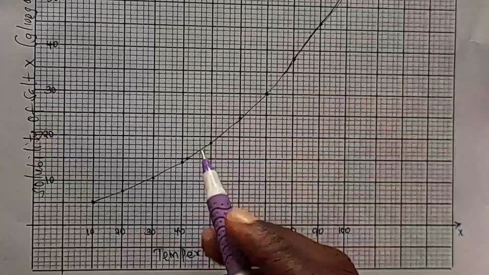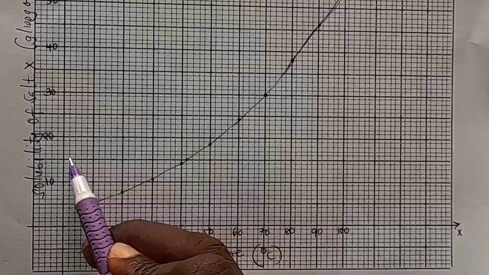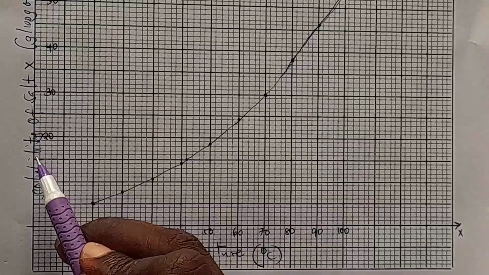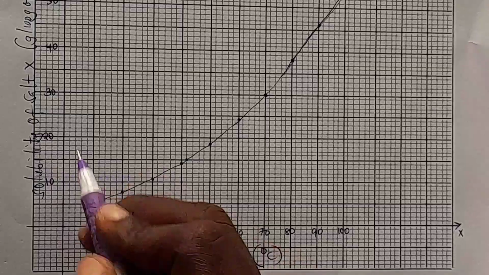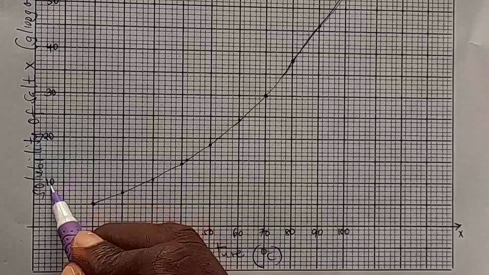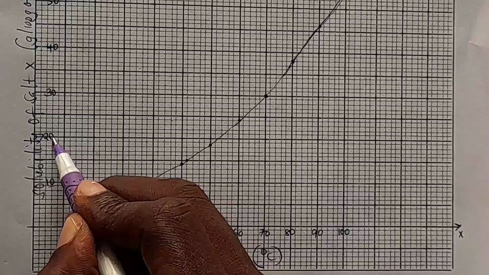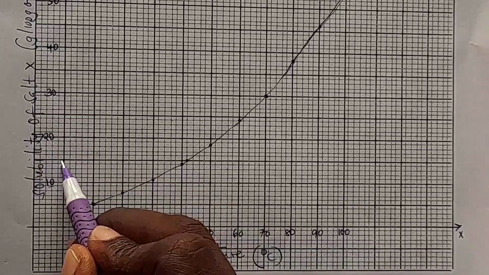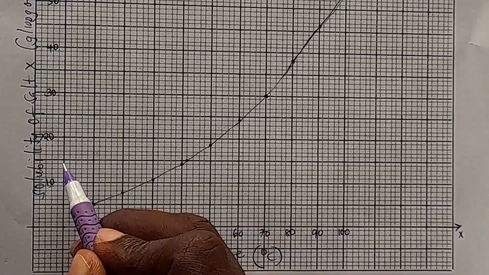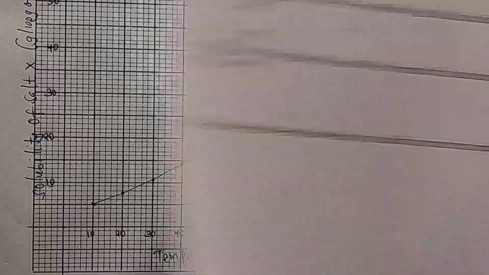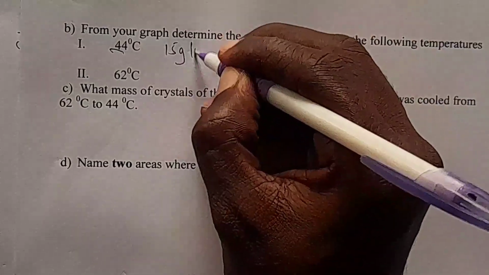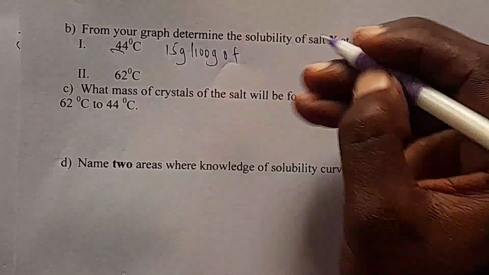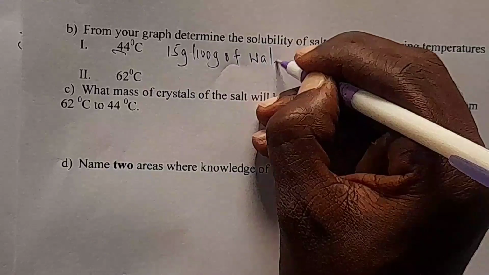If I reach here, I check my solubility on the other side, because you are told to determine the solubility of salt X at different temperatures. So what value will be here? Here I have 10, and here I have 20. So in between, it will be 15. That means I write 15 grams per 100 grams of water. That's what I am going to get.